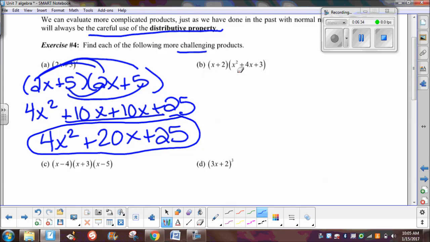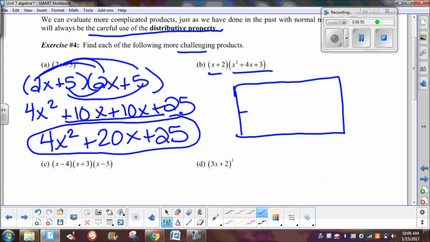When I look at letter B, I've got something a little bit more complicated. I have a binomial times a trinomial. So instead of double distributing, it's like I'm going to triple distribute. But to keep myself organized, because there would be so much distributing, I'm going to do a little graphic organizer, and I call this the box method. And that's all it is, a graphic organizer. It just helps you organize your thoughts. So I'm going to put my binomial here, my x plus 2, and then I'm going to put my trinomial up along the top.